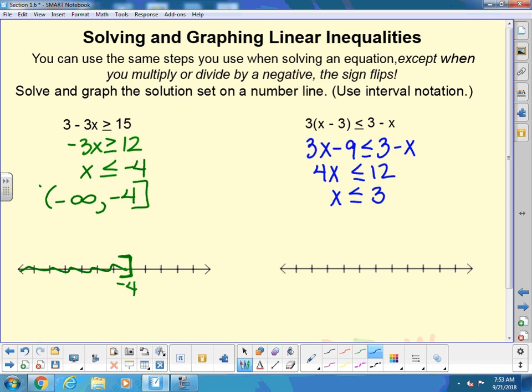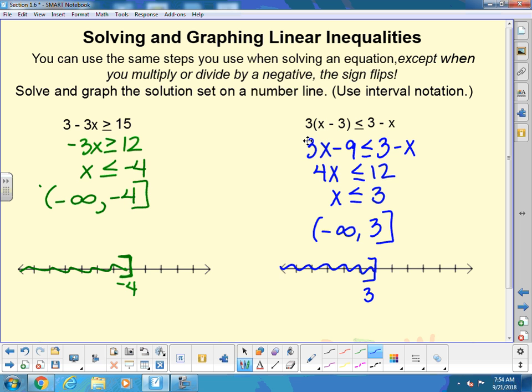If you divide by a positive, you do not have to change the sign, only if it's a negative, or if you multiply both sides by a negative. So answer should be square bracket at 3, and then everything below is shaded. That's our x less than or equal to 3. So inequality is going to look very similar, negative infinity to 3 with a bracket for our interval notation.